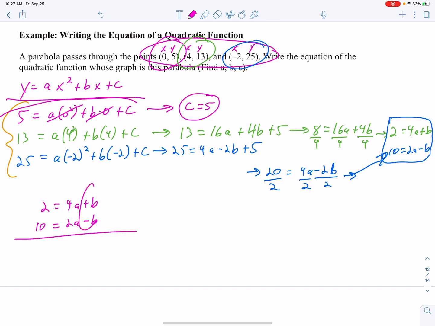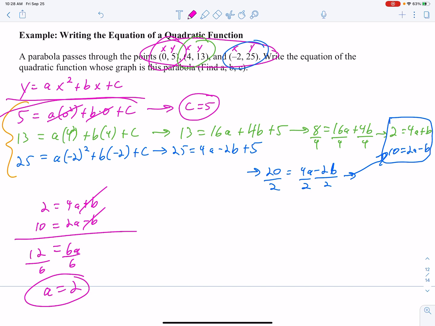Now what do we notice? We notice we can use elimination here, right? They were nice to us. If we add straight down, positive b minus b is gone, 0, right? And then 4a plus 2a is 6a, 10 plus 2 is 12. Divide by 6, so a equals 2. There we go. So now we have a, we have c. We can easily find b.